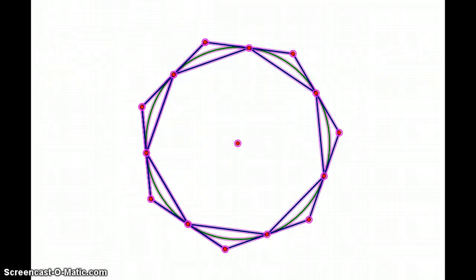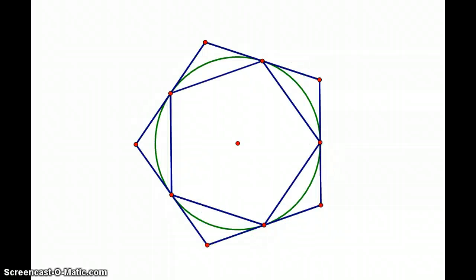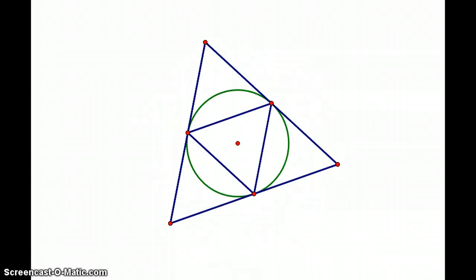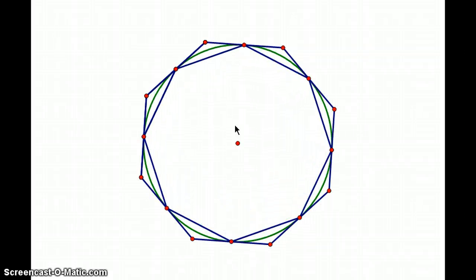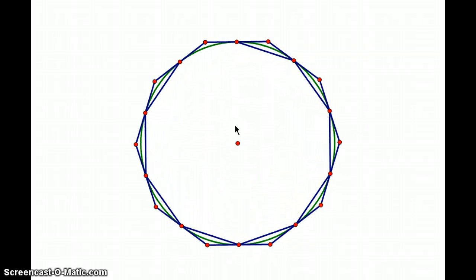And if you look at this in Sketchpad, I can make this so that I could add or subtract sides. If I started with an equilateral triangle, that's kind of silly. I could find the area of this triangle and the area of this triangle. I know the area of the circle is somehow in between that. But if I start to add more sides, you notice that these two areas start to get closer and closer together. I lost a side there.